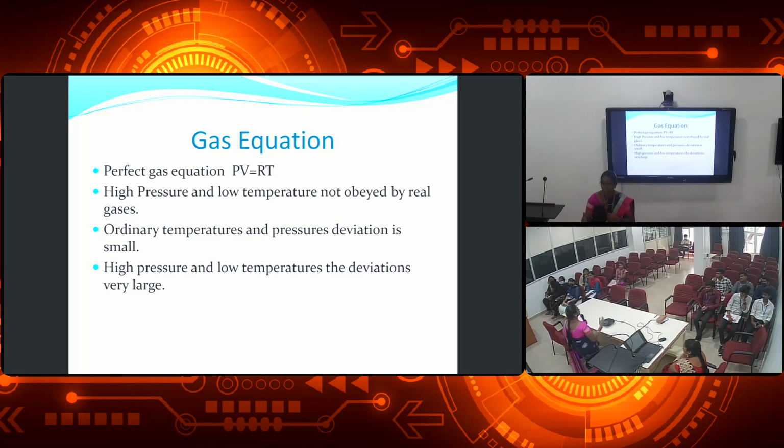Before introducing the corrections, we must first know the kinetic theory of gases. What is the kinetic theory of gases? Do you know the kinetic theory of gases or not? I will tell you.